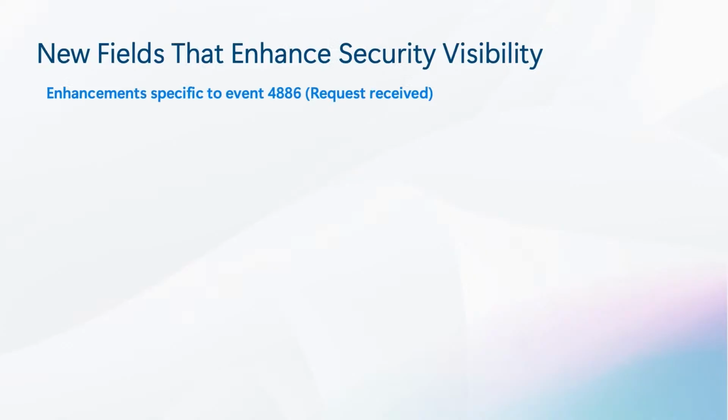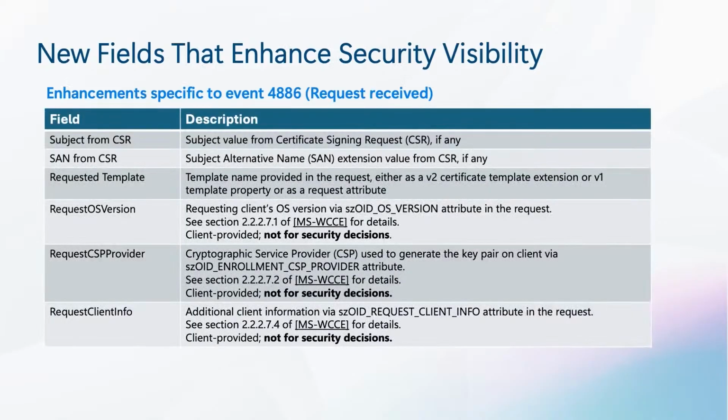Let's talk about the enhancements specific to event 4886. This event now includes any subject and subject alternative name extensions from the CSR, if there is any. We are also logging the template name coming in the request.